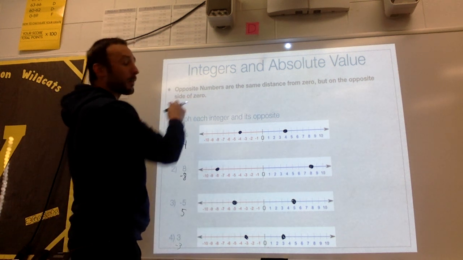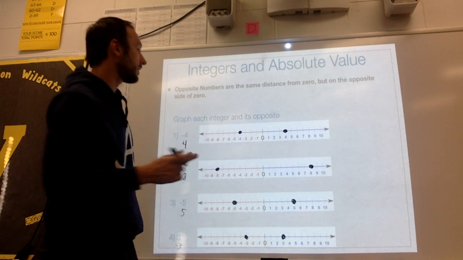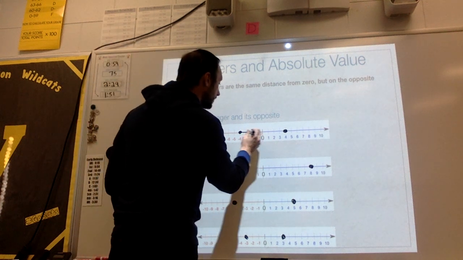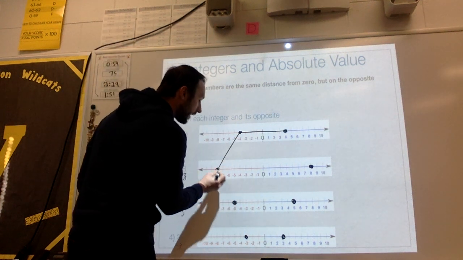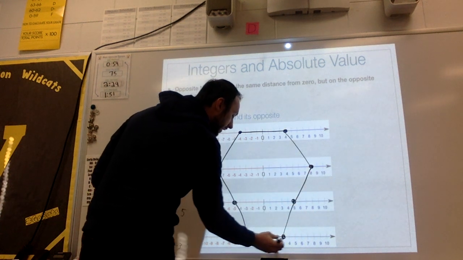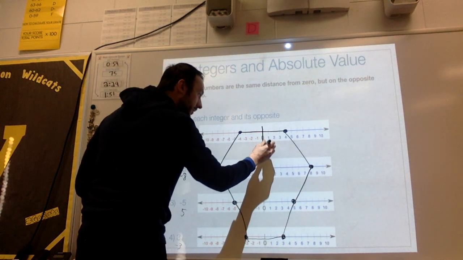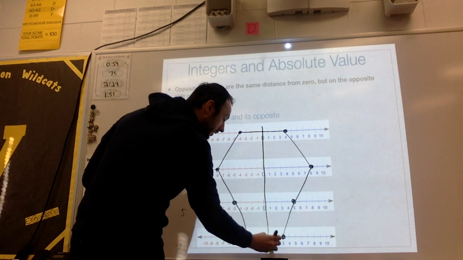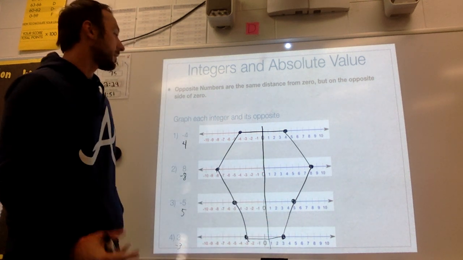And back to the definition, opposite numbers are the same distance from 0. So I usually like to draw this out into a shape, and you'll see how symmetrical it is, because we'll go right here and draw a line straight through 0. And you'll notice that it's symmetrical.